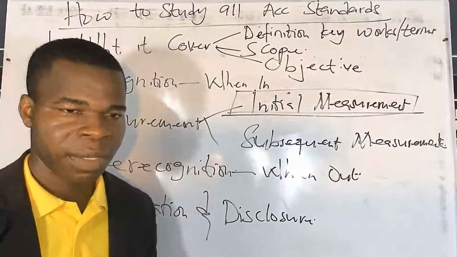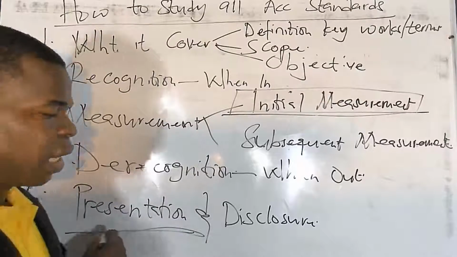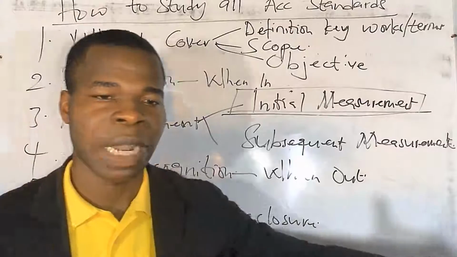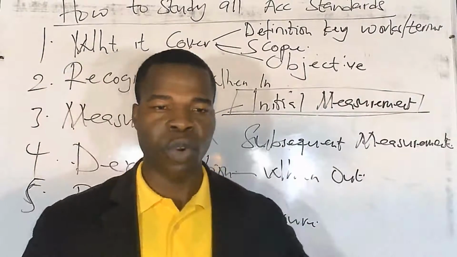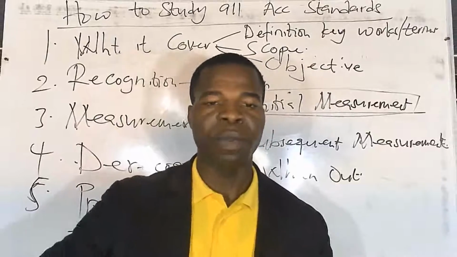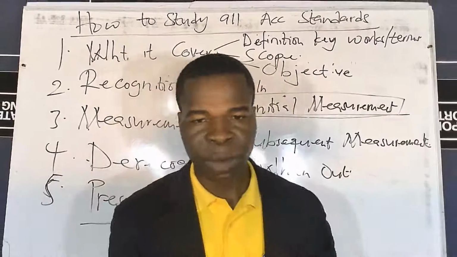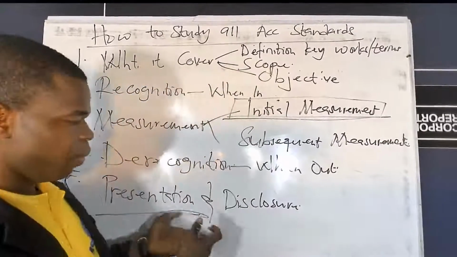Most of the times, students know how to do the calculations, but when it comes to presentation, they always get it wrong. Presentation is whether you are going to debit that particular item or you are going to credit it in the books of the entity. Which account is it going to? Is it going to the OCI? Is it going to the P&L? Is it going to the statement of changes in equity? Is it going to the cash flow statement? Is it going to the statement of financial position? That has to do with the presentation.